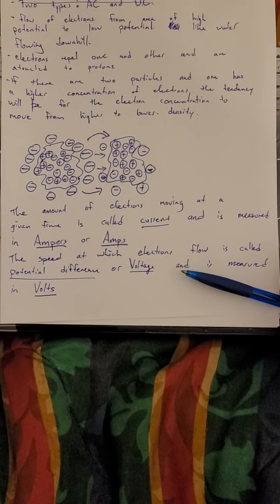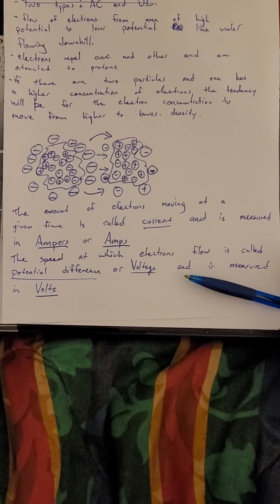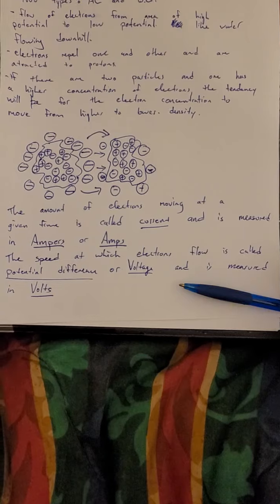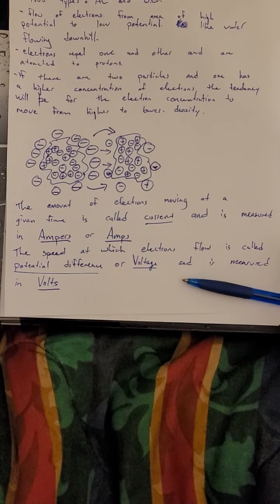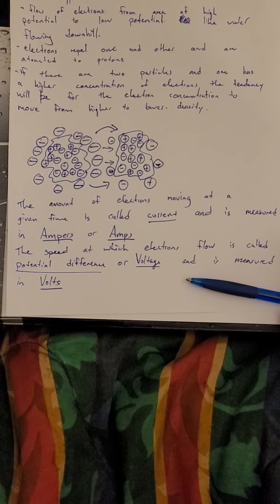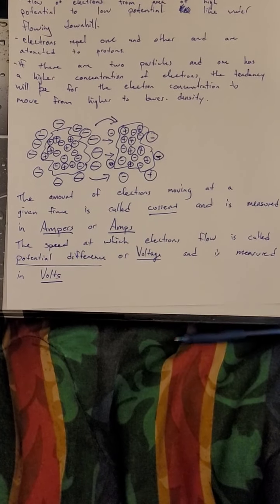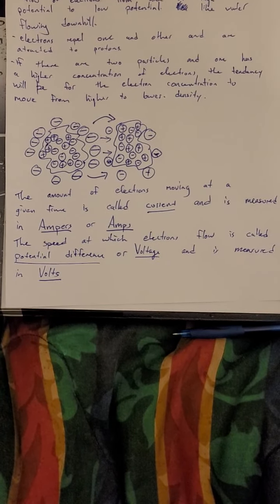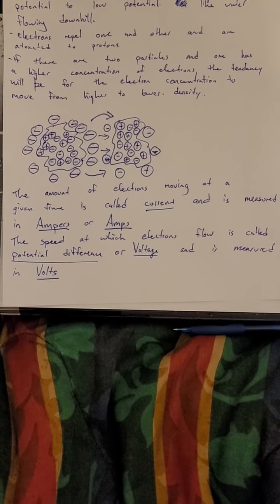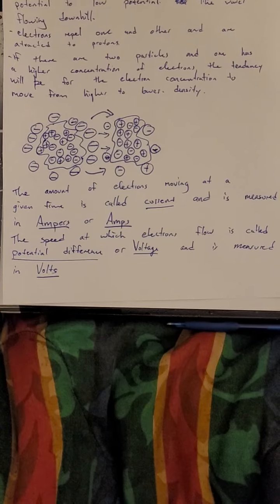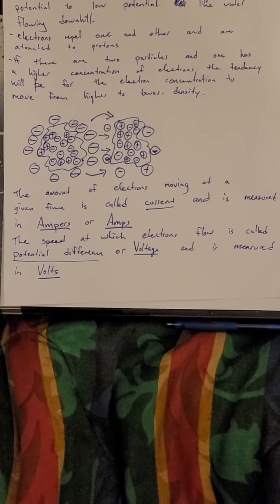The speed at which the electrons flow is called potential difference or voltage, and it's measured in volts. Okay, so like we have a 1.5 volt battery, or like in the house you have 115 or 120 volts. That's what we're talking about. We're talking about how fast are the electrons traveling through the wire or through the appliance, whatever they're going through.